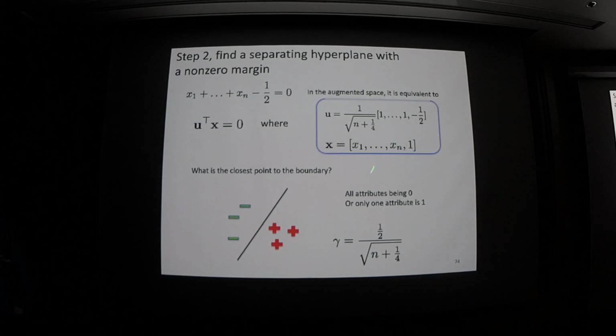We can pick all attributes to be 0. So the input vector is simply 0, 0, 0, until the last element, which is 1. You substitute for x1 to xn here, and you get half, divided by the square root of n plus 1/4. So we get gamma. Everyone is comfortable? Then now we immediately get the mistake bound.